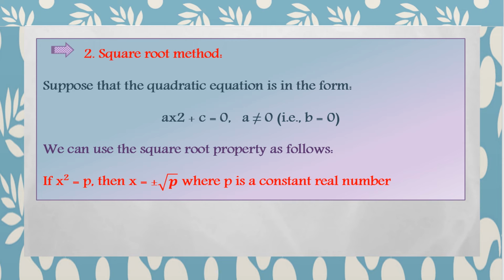The second method is the square root method. Suppose that the quadratic equation is in the form ax squared plus c equals 0, and a is not equal to 0. We can use the square root property as follows. If x squared equals b, then x equals plus or minus square root of b, where b is a constant real number. Let's solve some examples so we can clarify these.